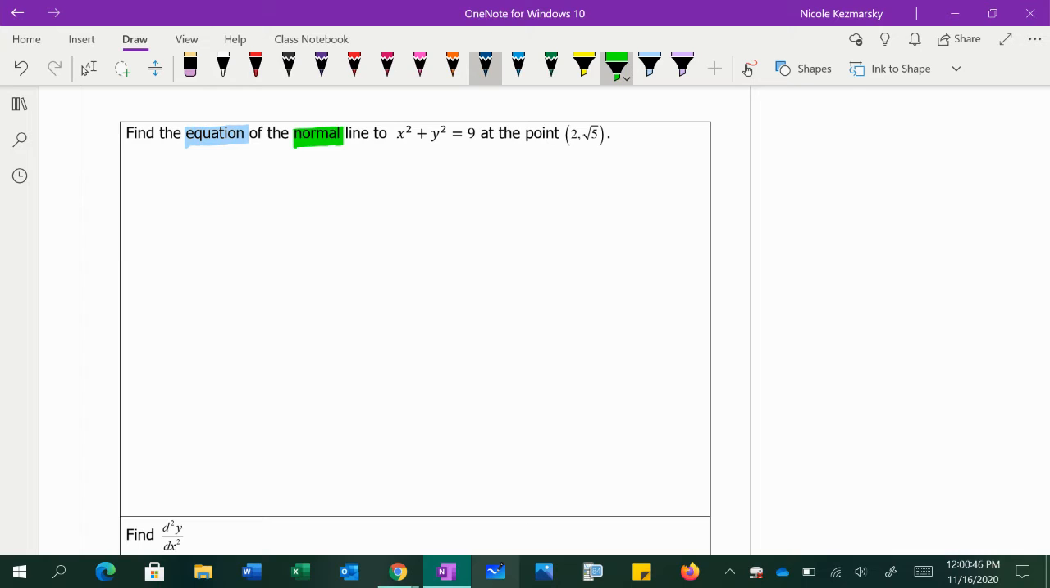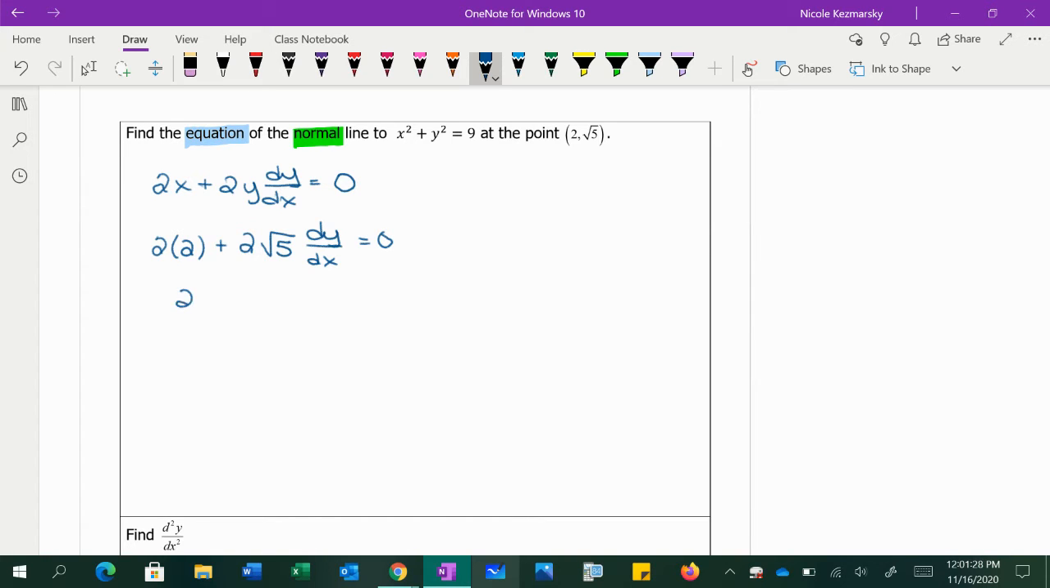So we have our equation. We're going to take the derivative of x squared plus y squared equals 9. So that's going to be 2x plus 2y dy/dx. And the derivative of 9 is 0. And we have a choice. We can either solve this for dy/dx, or we can go ahead and just plug in the point that we have. So let's plug in the point. So we'll say 2 times 2 plus 2 square root of 5 dy/dx equals 0.